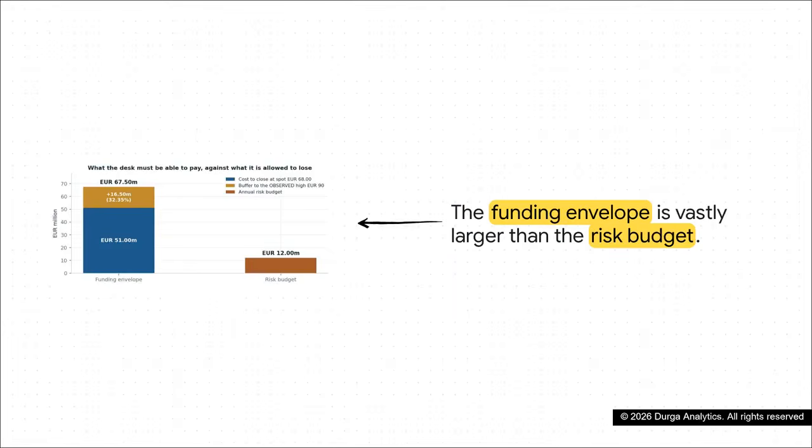Just look at the sheer visual mismatch on this slide. Using our reference portfolio, we're looking at a massive funding envelope of 67.5 million euros, standing right next to a risk budget of just 12 million euros. Asking a 12 million euro risk budget to somehow govern a 67.5 million euro statutory obligation is structurally flawed from day one. It's quite literally like asking a rowboat anchor to hold a battleship steady in a storm. It's just not going to work.